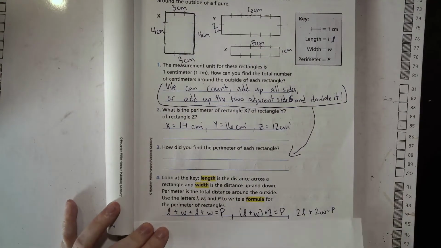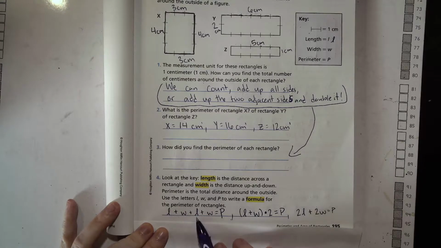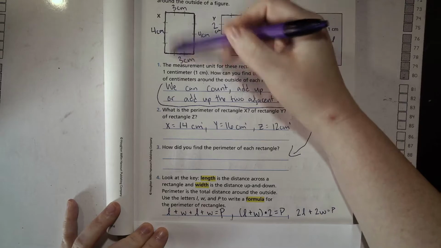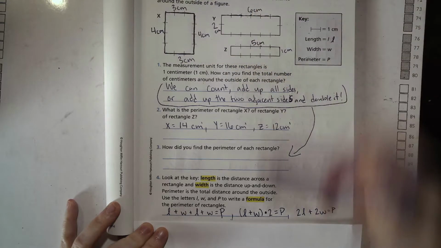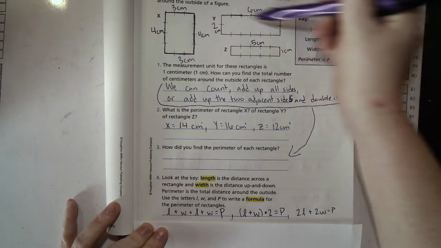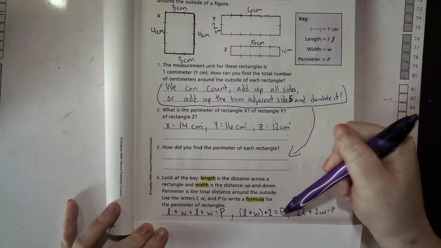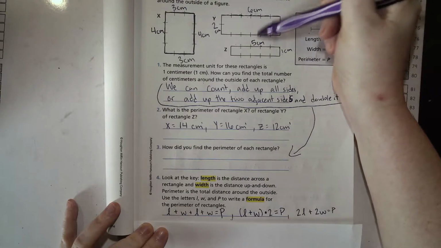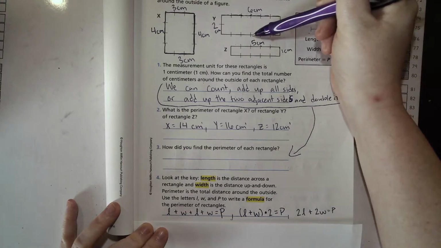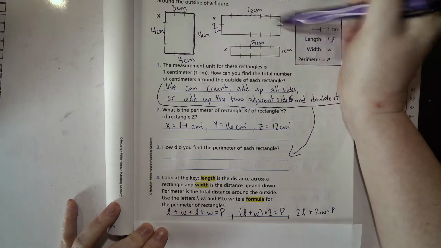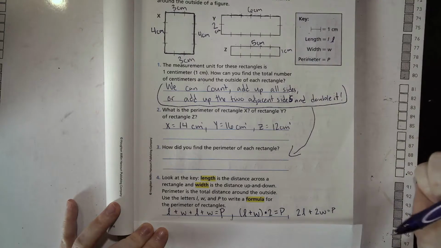So you could do L plus W plus L plus W equals P, right? That's the length and the width, and the length and the width. You could do the length and the width times 2 equals P, or you could have the length times 2, so the 6 times 2, which is 12, and then the 2 times 2, which is 4, and add those up, and that's the perimeter.